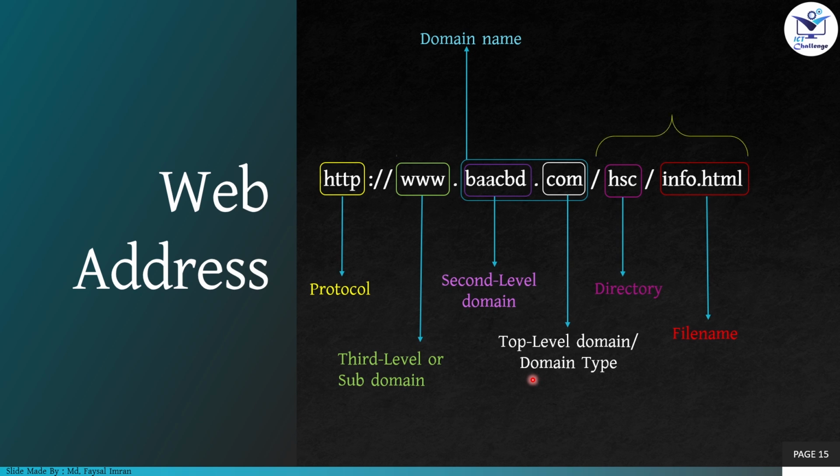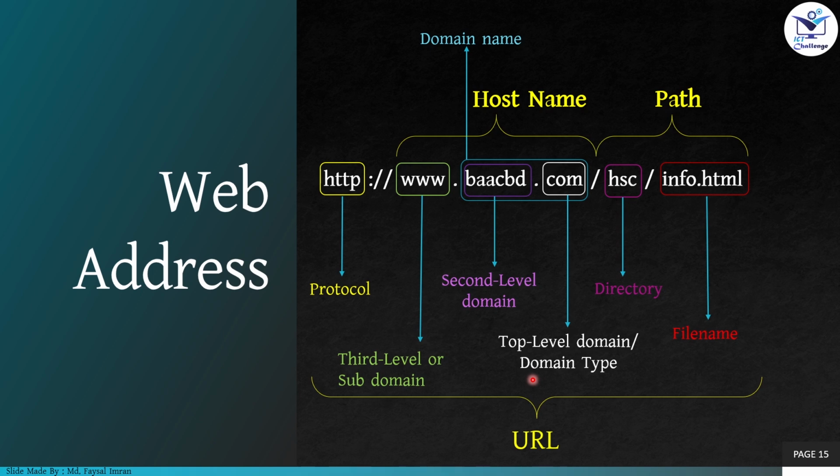So this is known as the path. That means you have to go to this path to reach this page. That's why this is the path, and this is the host name. And all together is called the URL, uniform resource locator. Where www.blackberry.com is our domain, and if you add slash hsc slash info.html, this is called the URL or uniform resource locator.